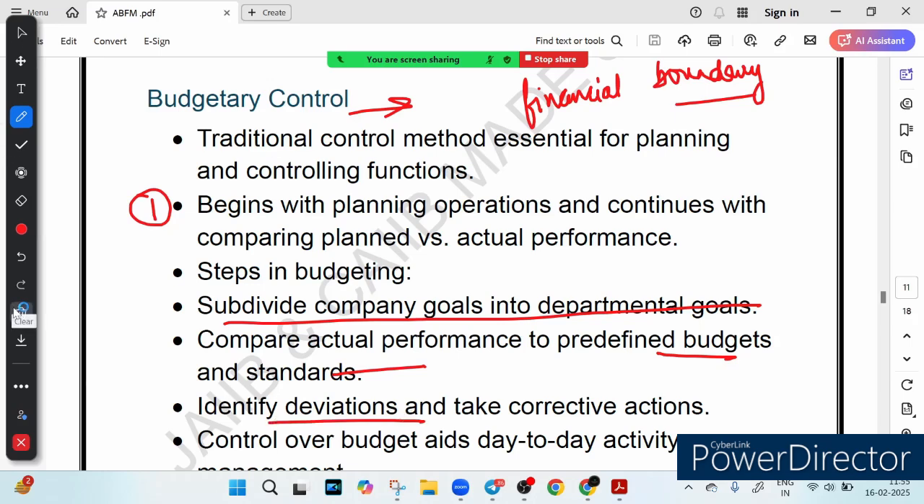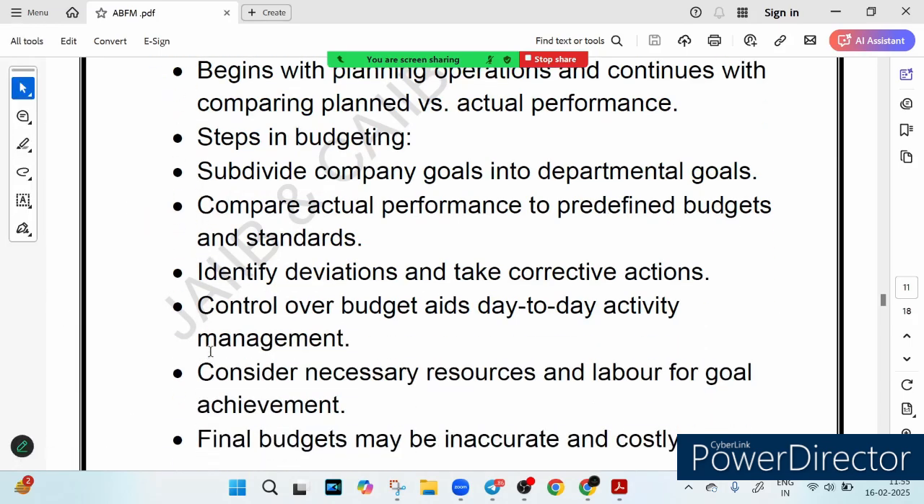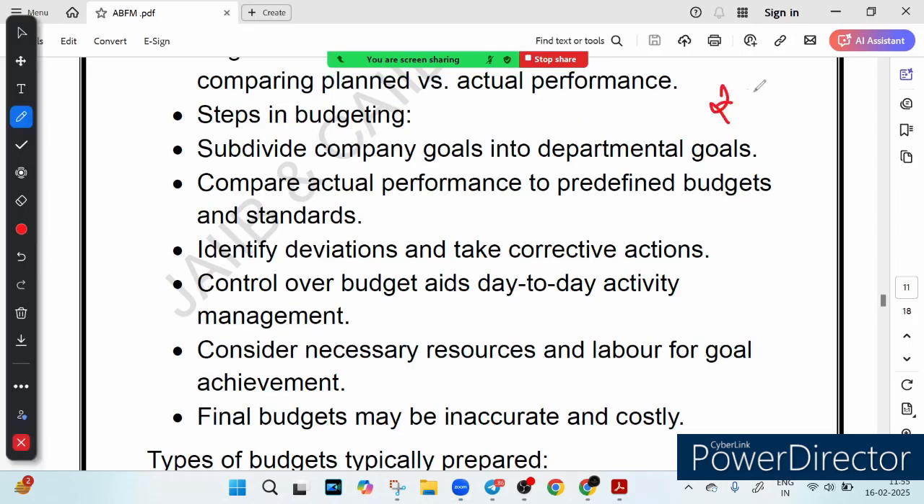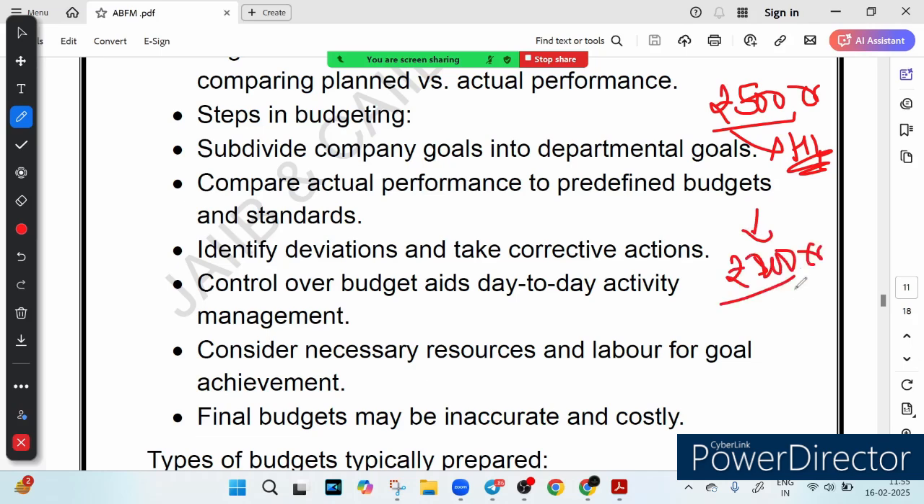Let me give you an example to make it more clear. Imagine that a bank plans to lend rupees 500 crore. Suppose a bank plans to lend rupees 500 crore in home loans this year. If by mid-year only rupees 200 crore are lent, they revise the strategy. What do they do? They lower the interest rate, right? And do better promotion.